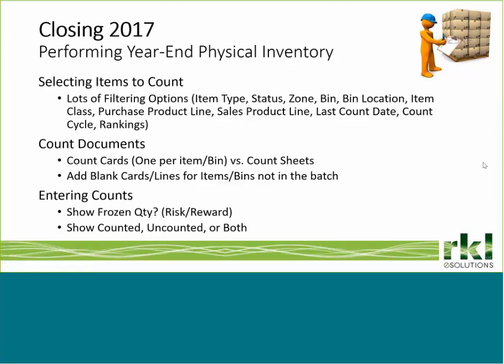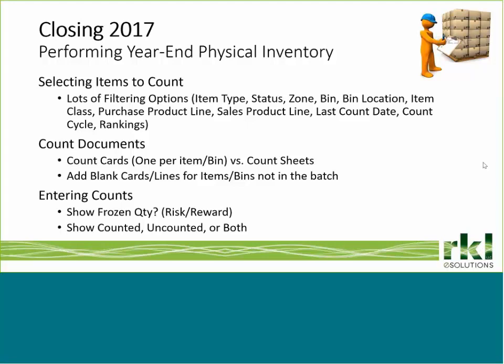So let's talk about some specific things that we need to tackle within 500 to close out a year. Typically, folks are doing a physical inventory at the end of the year. There are a handful of steps relating to going through the physical inventory process. And the first of those, once you've created the batch in 500 and process physical inventory, is to select which items that you want to count.